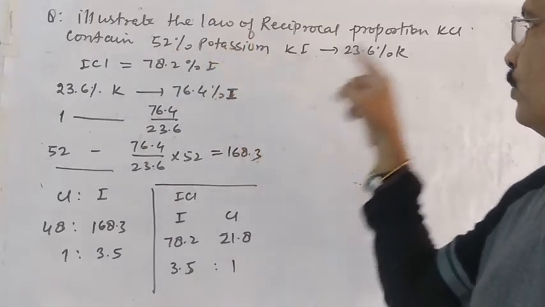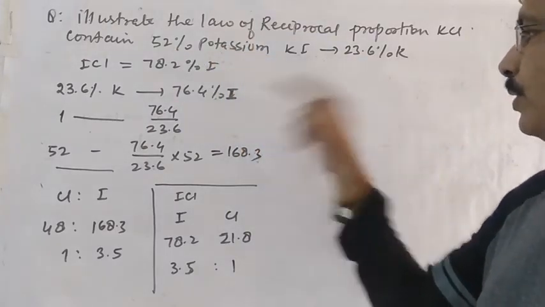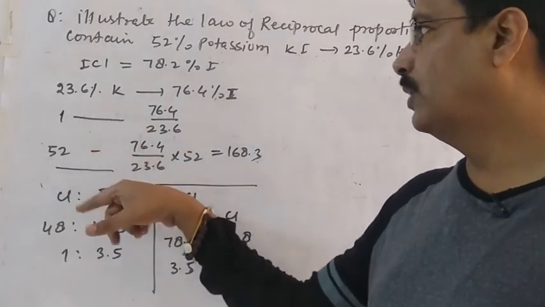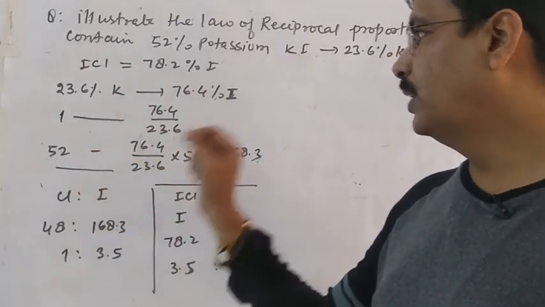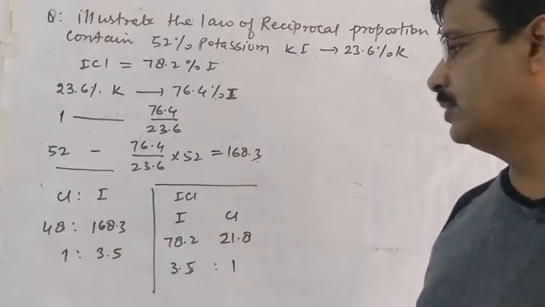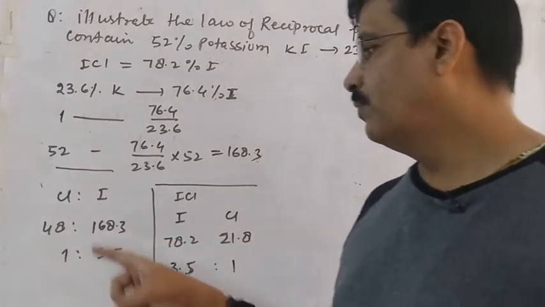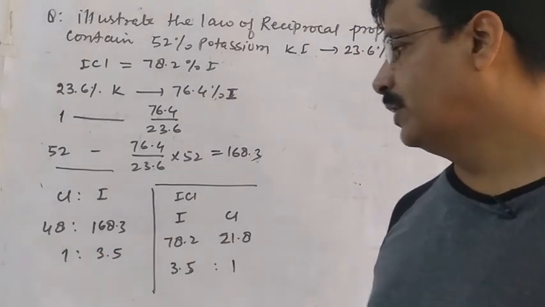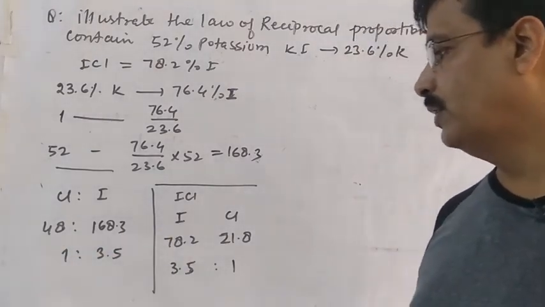Here it is 52 and here we also calculated 52 by this method. So the potassium weight is the same in both of them. Chlorine is 48%, iodine is 168.3. We know that we change one of them into unit. So 48 divided by 168.3, the value comes to 1.35.